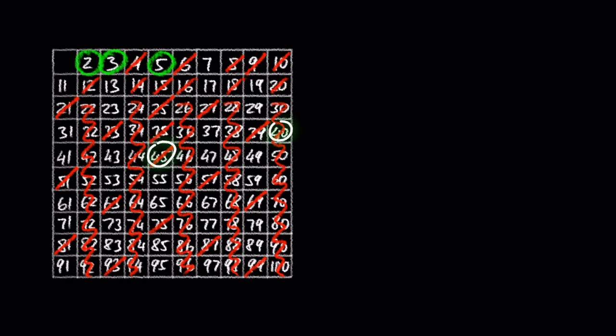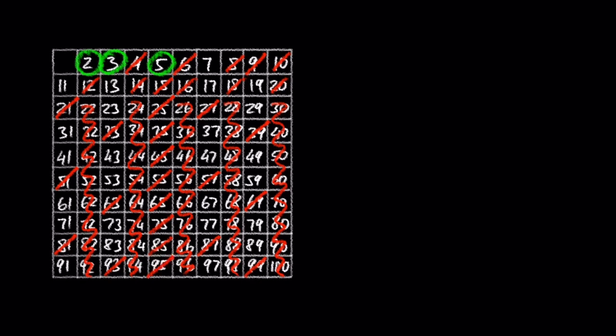40, 45 and 50 are crossed out. 55 is not crossed out, so let's cross it out. 60 is crossed out. 65 is not crossed out. 70, 75 and 80 are crossed out. 85 is not crossed out. 90 is crossed out. And 95 is not crossed out.